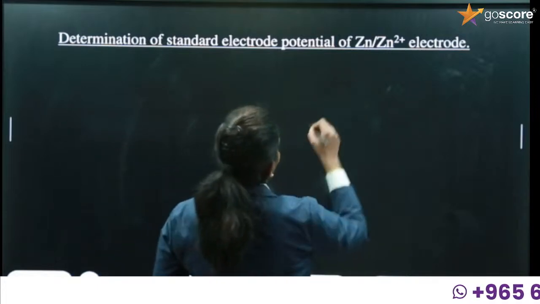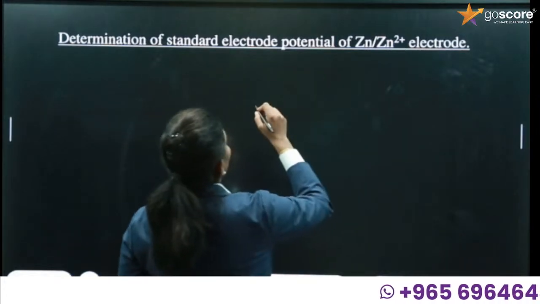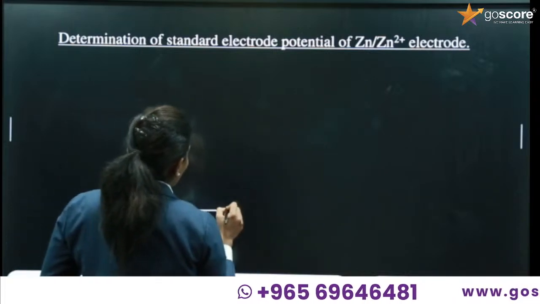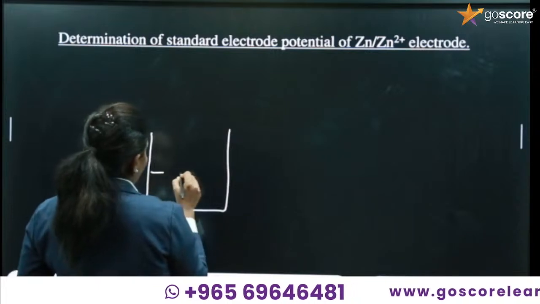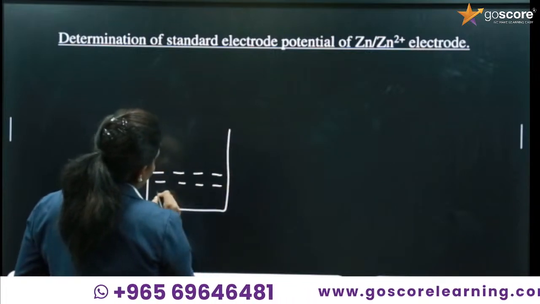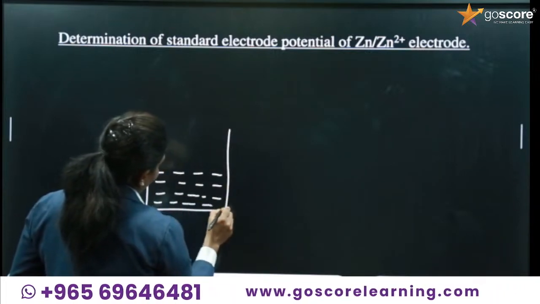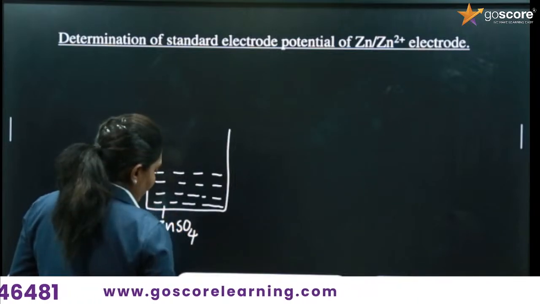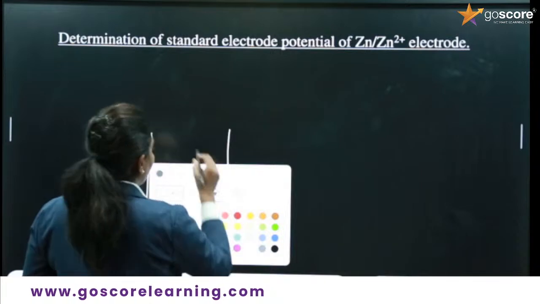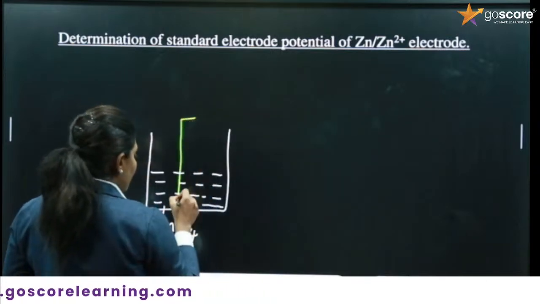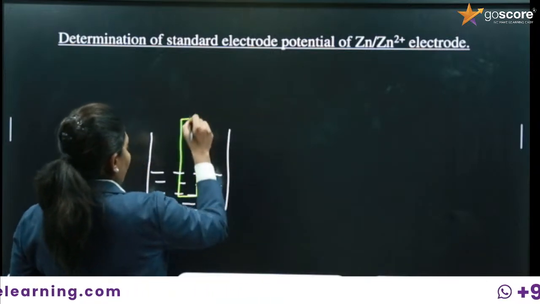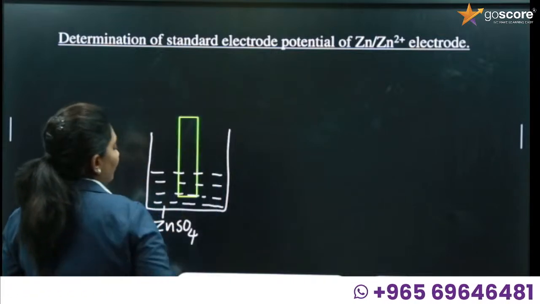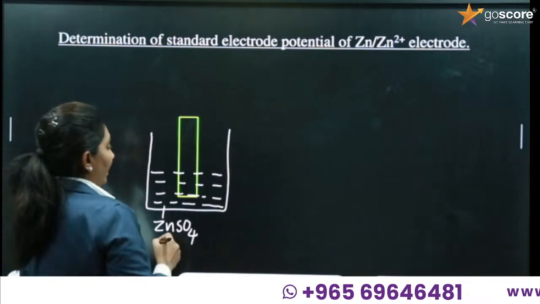See, here we want to find out the electrode potential of the zinc, right? So I'm taking the salt solution of zinc, that is the zinc sulfate. Here I'm taking zinc sulfate, to which I'm dipping the zinc metal. Okay, I dip the zinc metal in it.